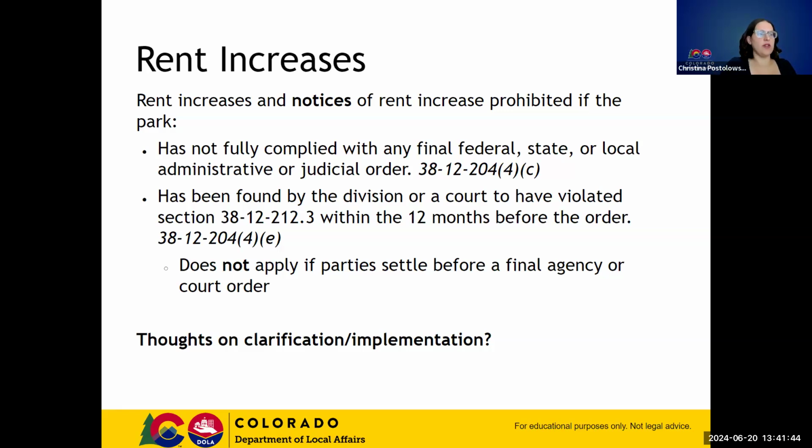Question, how do we know if a park owner is in violation or there's an order brought against them? We maintain a list on our website of landlords that may be prohibited from increasing rent. We are aware of reasons under current law where they may be prohibited from increasing rent: if they don't have an active registration with the division, if they have an unpaid penalty owed to the division, or if they have not fully complied with a final agency order issued by the division.